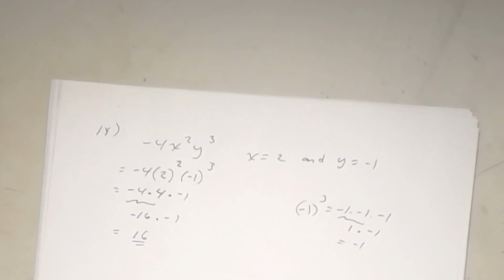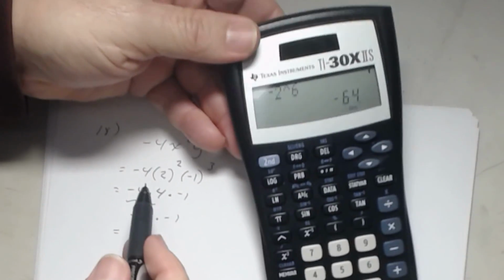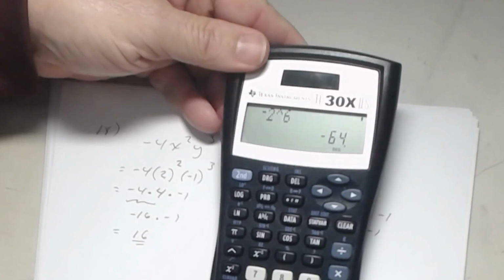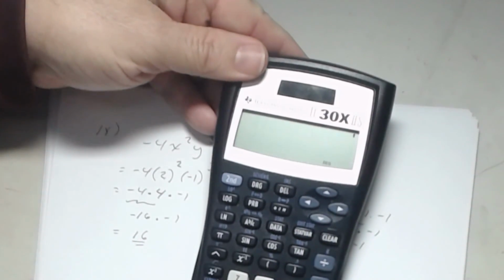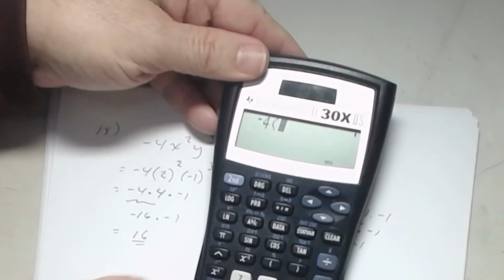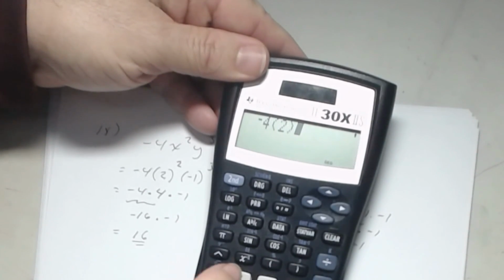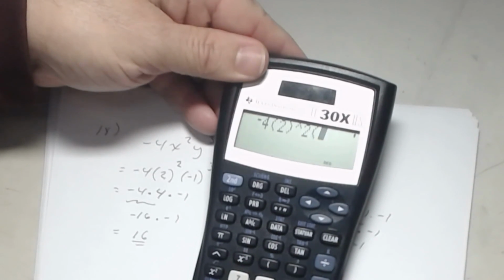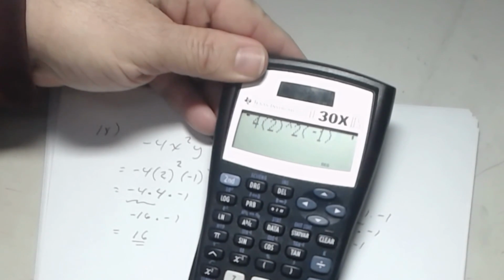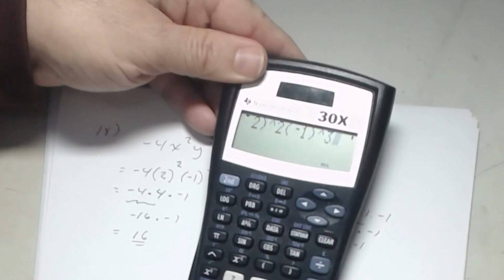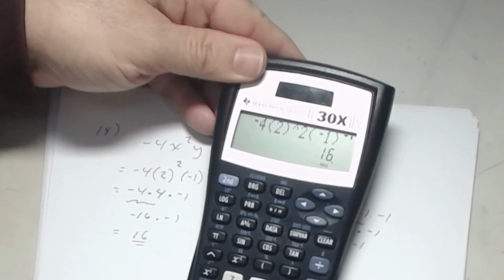Now, remember, you have access to calculators. So using your calculator to check, here's what you do. Notice, use parentheses like we have it. So you would say this in your calculator. You would say negative 4, parentheses, 2 in parentheses, and that's being raised to what power? Second. And then parentheses, negative 1, close, and raised to what power? Third, equal, and you get 16. Okay?